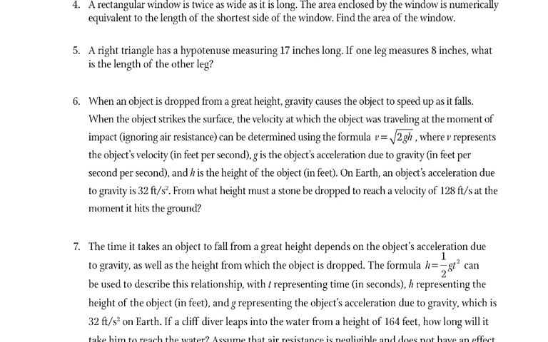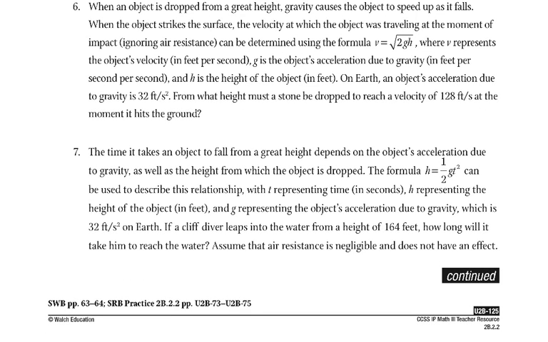Alright, number 6. When an object is dropped from a great height, gravity causes the object to speed up as it falls. When the object strikes the surface, the velocity at which the object was traveling at the moment of impact, ignoring air resistance, can be determined using this formula. V equals the square root of 2 times g times h, where v represents velocity, g acceleration due to gravity, and h is height of the object.